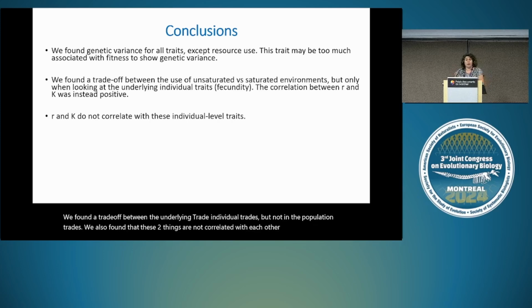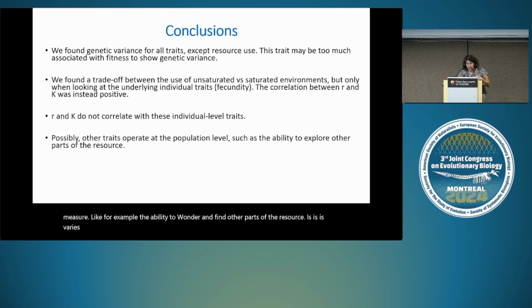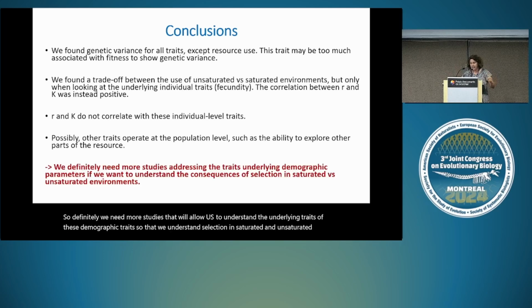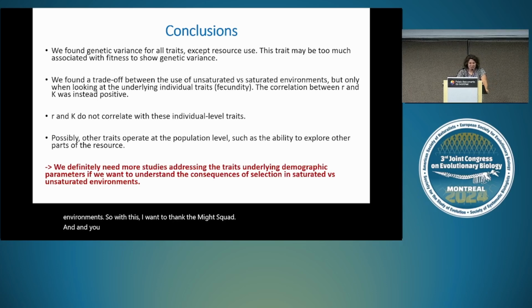So possibly there are other traits that affect the demographic traits that we are trying to measure, like, for example, the ability to wander and find other parts of the resource, which varies across populations. We don't know. So definitely we need more studies that will allow us to understand the underlying traits of these demographic traits so that we understand selection in saturated and unsaturated environments. And with this, I want to thank the MITE squad and you for listening. Thank you very much.